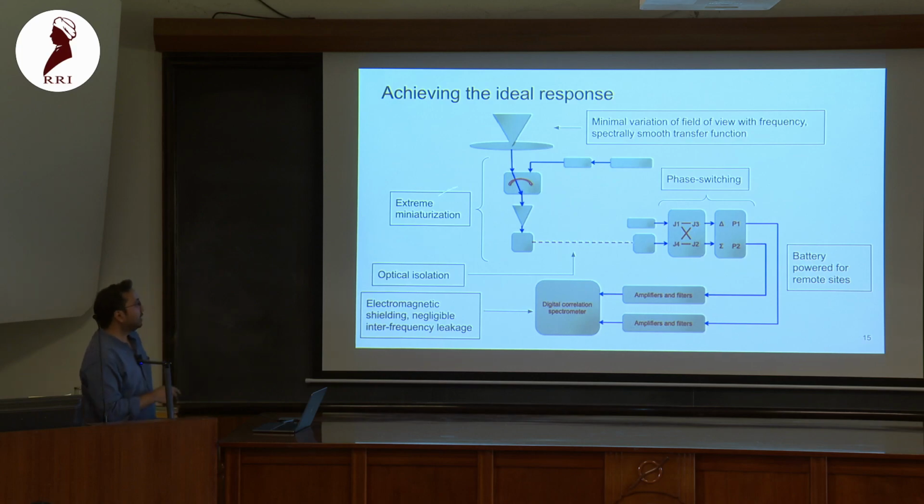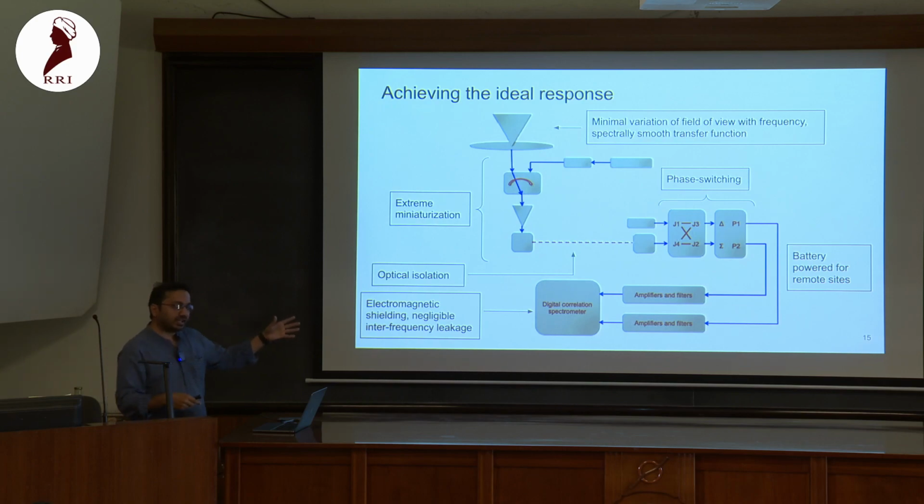At the same time, we have other constraints, which is minimal variation in field of view of antennas, a smoothly changing transfer function. We also have some phase switching later down the chain that basically cancels a lot of systematics. We also isolate optically different subsystems in our radiometer so that the crosstalk or the backward propagation is reduced. And finally, the digital subsystem is very effectively shielded so that there is no self-generated interference there.